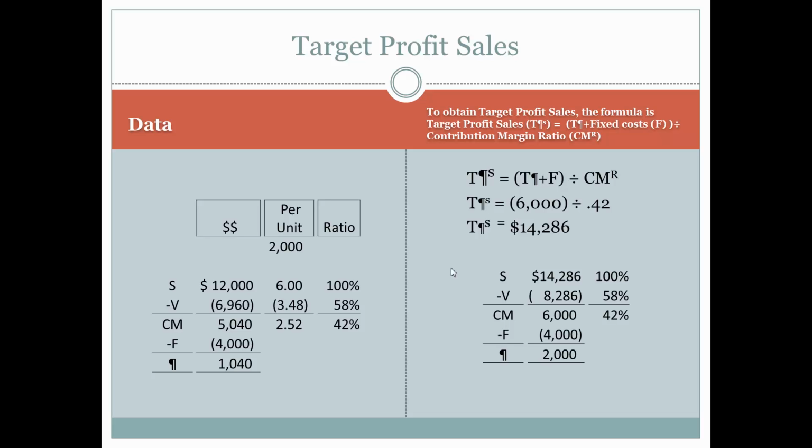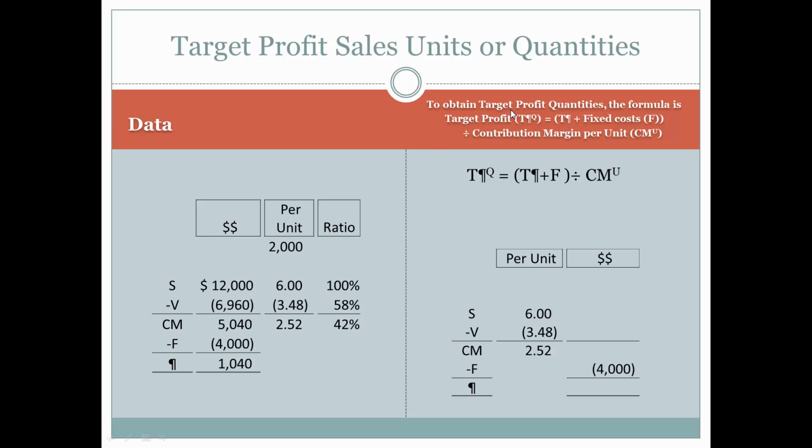Now we'll look at the number of units that we will have to sell in order to yield the target profit of $14,286. If we wanted to, right now we could simply, if we know the sales price per unit, divide $14,286 by $6 in order to come up with the units. But if we didn't have that information in a problem that we're trying to solve, we'll solve it using the information on a per unit basis if we know the contribution margin per unit.